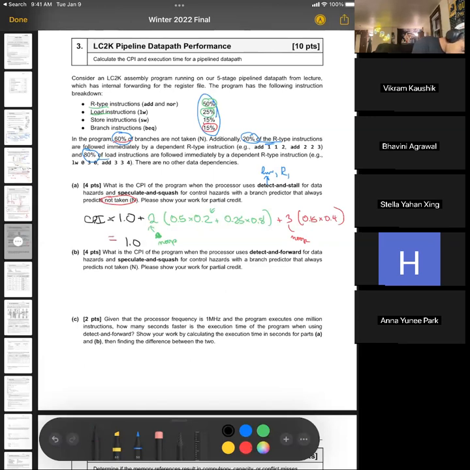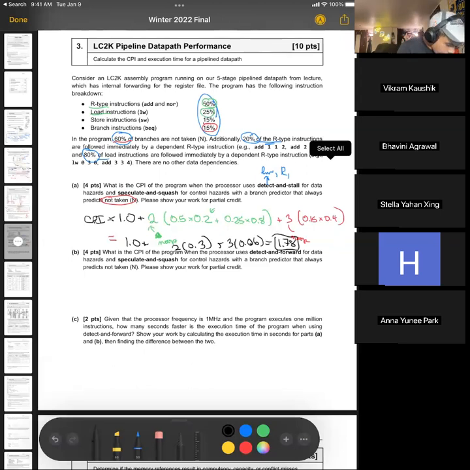That gives us 1.0 plus 0.4, no, 0.2 plus 0.1. So 2 times 0.3 plus, that'll give us 0.06. So 3 times 0.06. And if we add that all up, that should give us 1.78.